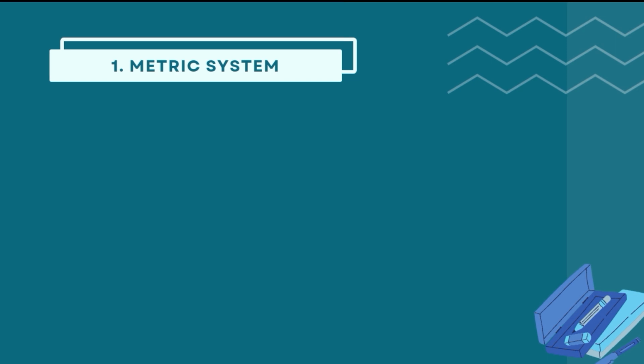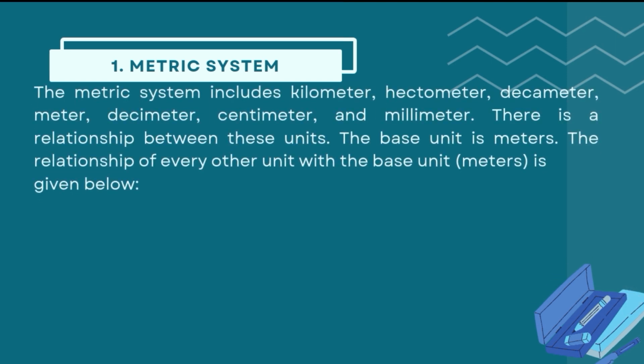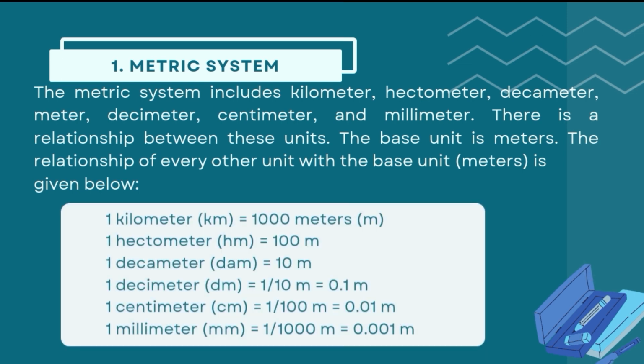Discussing the metric system, the metric system includes kilometer, hectometer, decameter, meter, decimeter, centimeter, and millimeter. There is a relationship between these units. The base unit is meters. The relationship of every other unit with the base unit is given below.